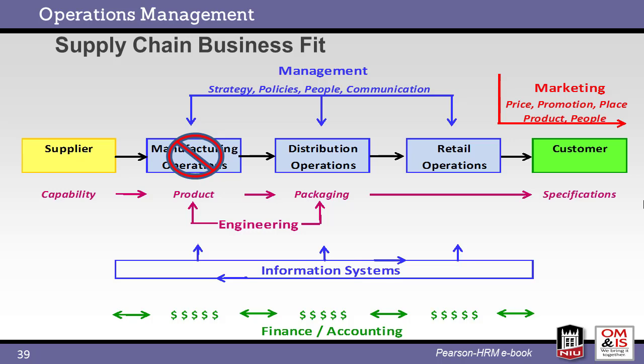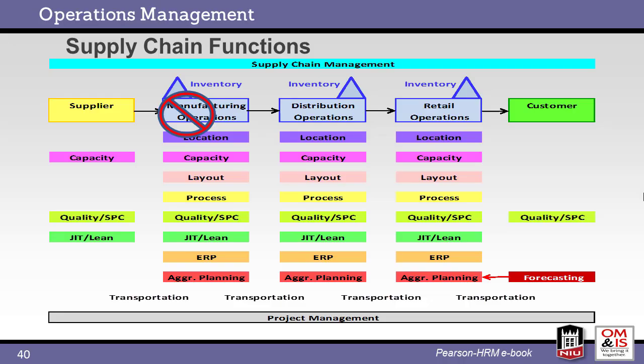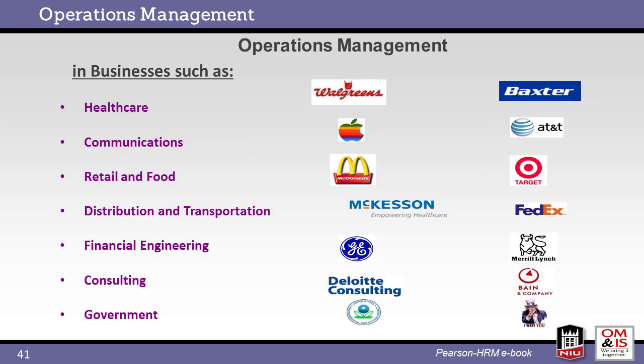Here we see a depiction of various functions that are part of the product supply chain. Note that while some manufacturing functions are not included, many functions are similar for the service supply chain. Here we see a variety of service types and associated businesses. All use some form of operations management to be successful.